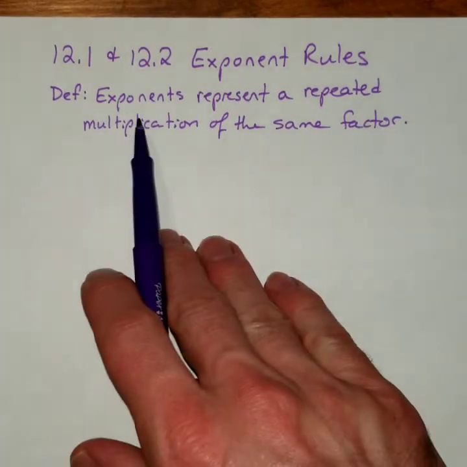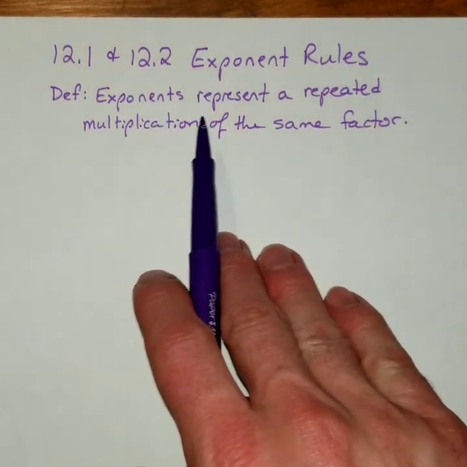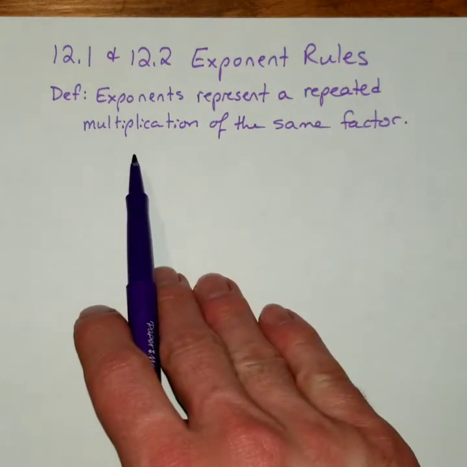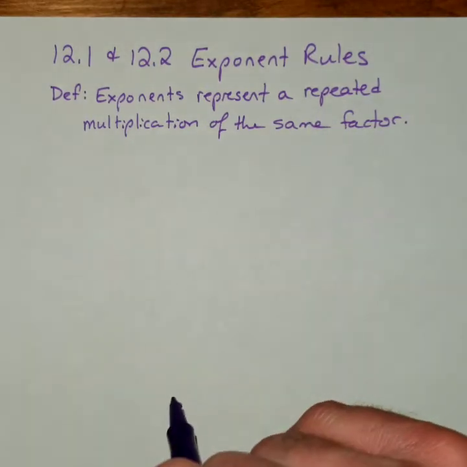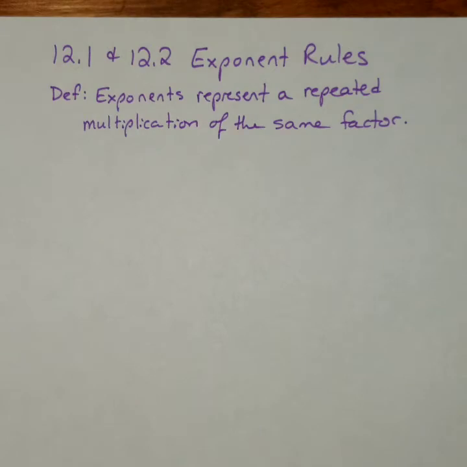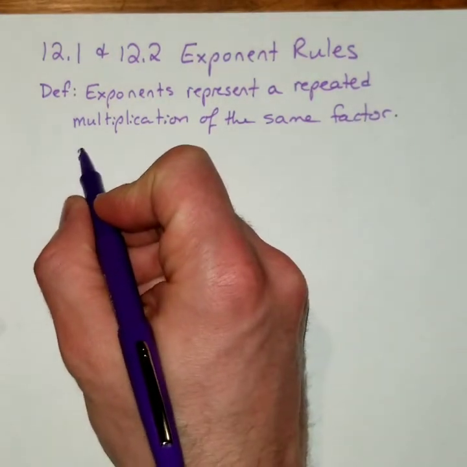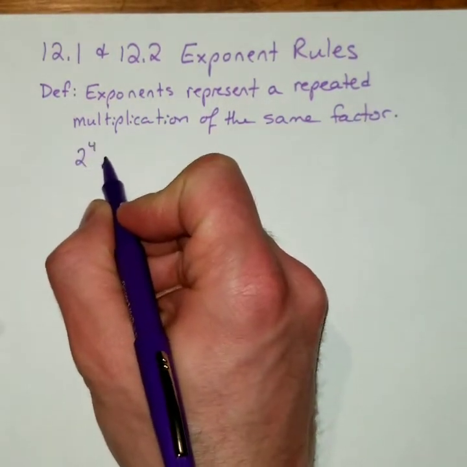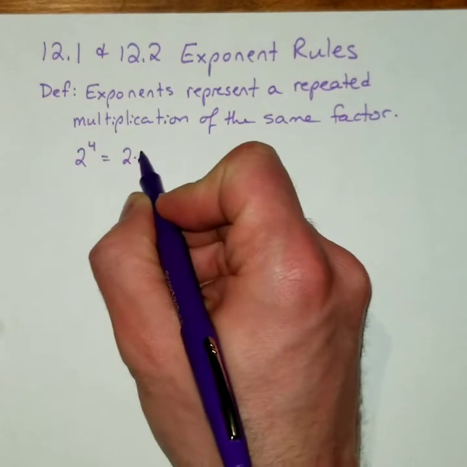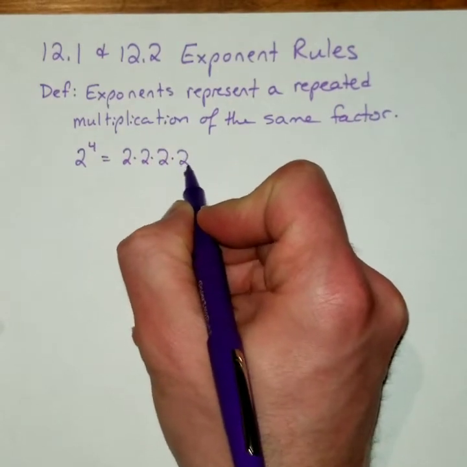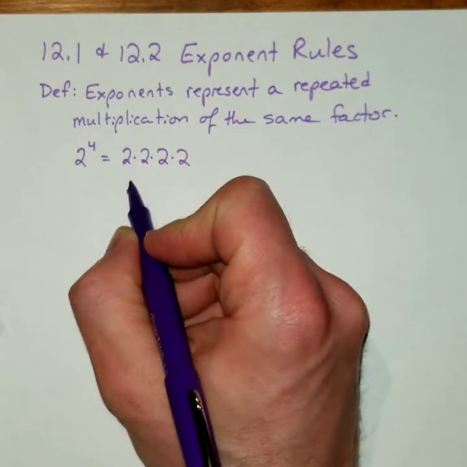So exponents, by definition, represent a repeated multiplication of the same factor. Okay, so you're multiplying the same thing to itself over and over again. And you guys have seen this before, so it should not be new, but just to formalize it a little bit for you. Something like if I did 2 raised to the 4th power, well, that's equal to 2 times 2 times 2 times 2. It's 4 factors of 2.